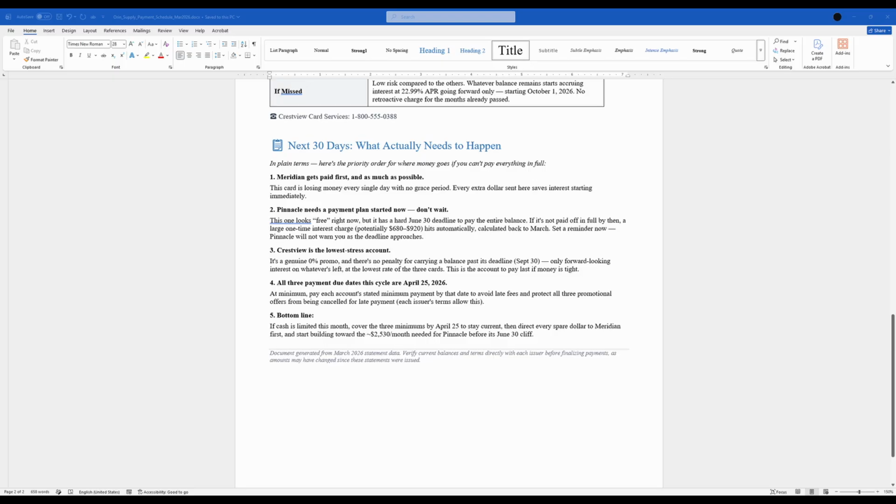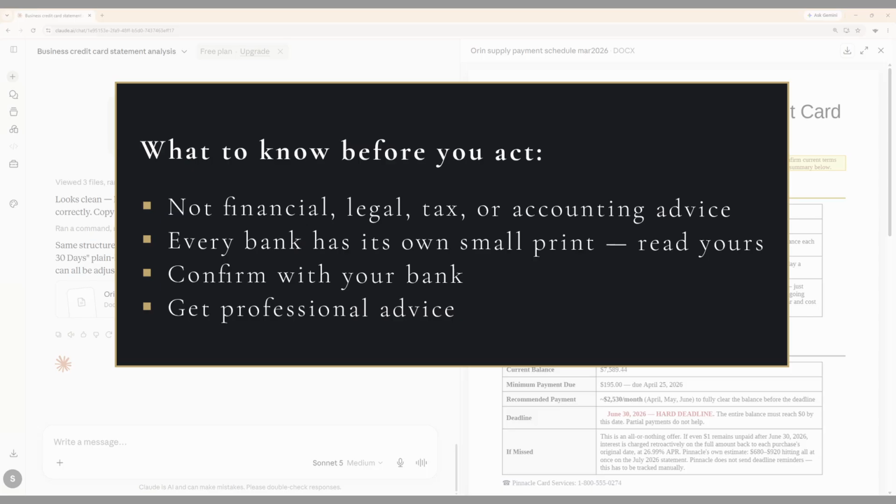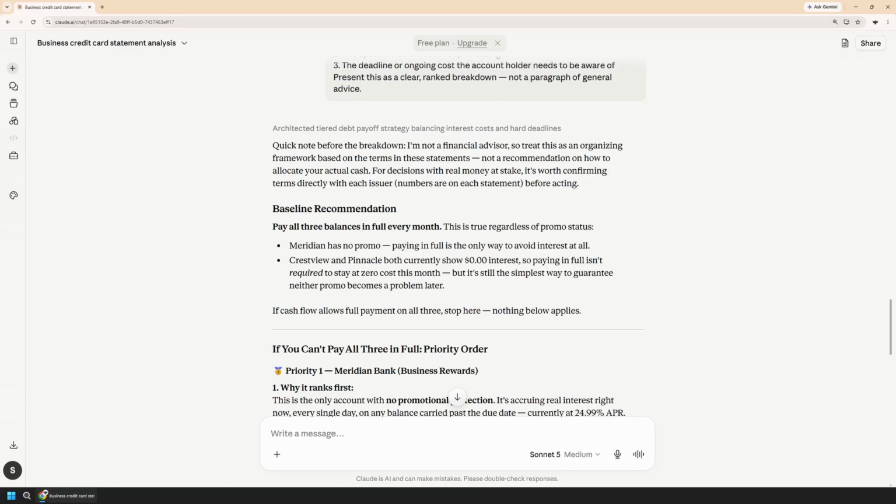Before you download that file and act on anything in it, I need to say something, and I mean all of it. Nothing in this video is financial, legal, tax, or accounting advice. Not from us, not from Claude. We are showing you a workflow. Every bank has its own small print, its own rules, and its own exceptions that are not in this video. The cardholder agreement you signed governs your account, not what you see on screen here. Before you make any payment decision based on what Claude produced, read your full cardholder agreement for each card. Then call the number on the back of the card and confirm that your understanding of the promotional terms matches what your bank actually has on file. Those calls are free. The consequences of skipping them are not, and Claude flagged this itself.